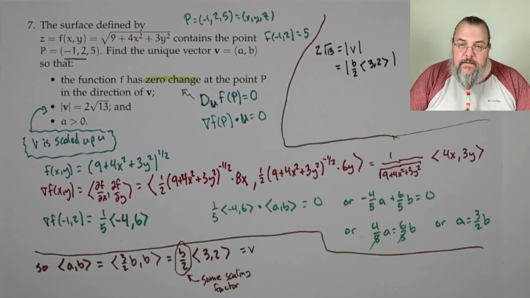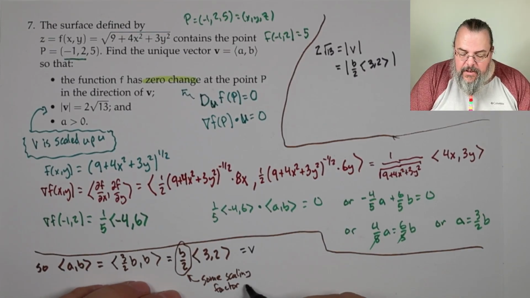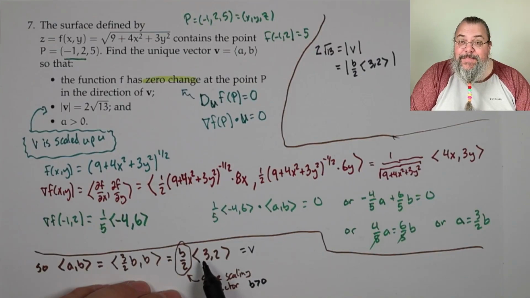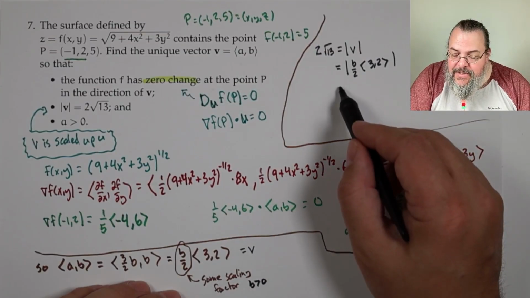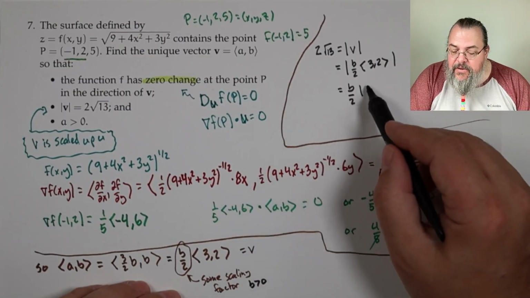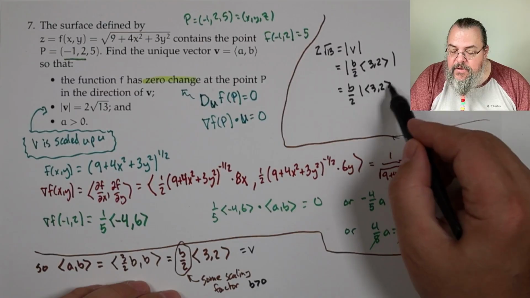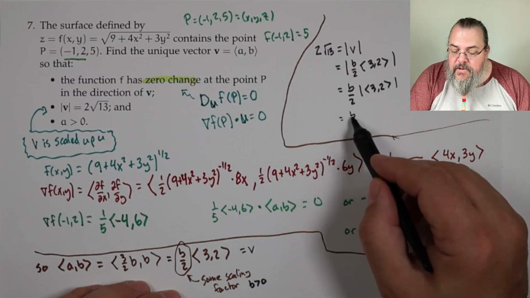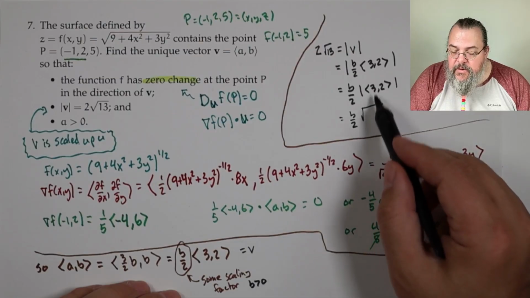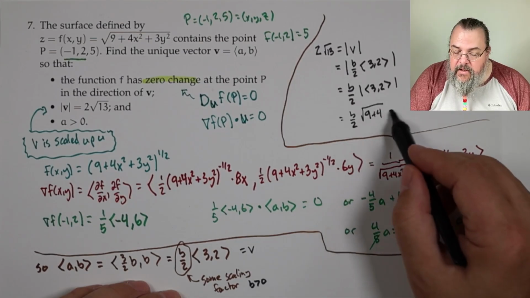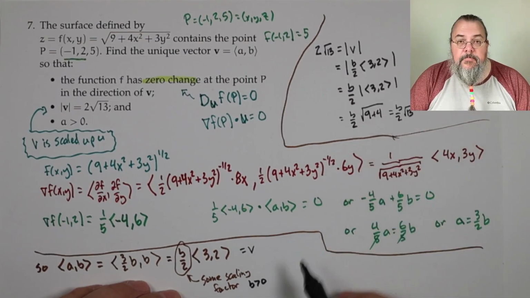Well, we'll just assume our scaling factor b is positive. Why does b need to be positive? Because we need this entry to be positive. So what is this? Well, the scaling factor just comes out. It's a positive times the magnitude of (3, 2). And what does this give us? Well, this is b over 2 times the square root of 3 squared, 9, and 2 squared, 4. Well, that is b over 2 square root of 13.